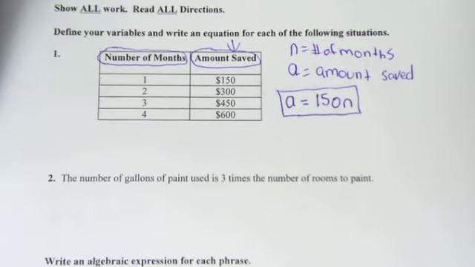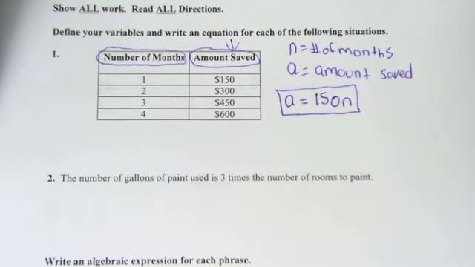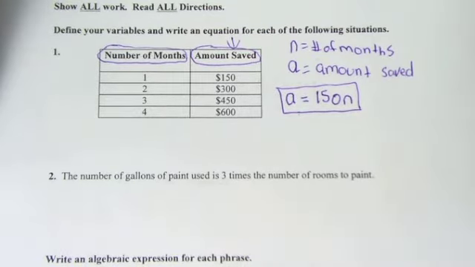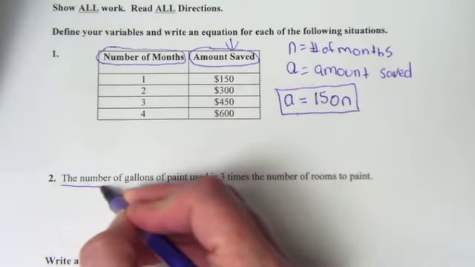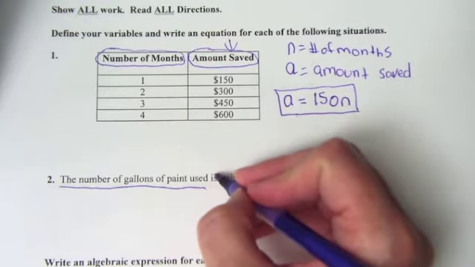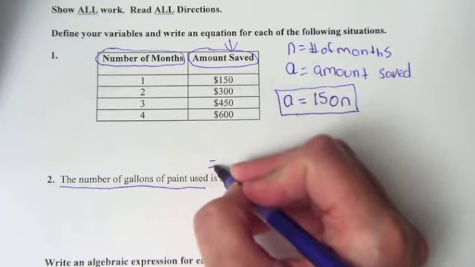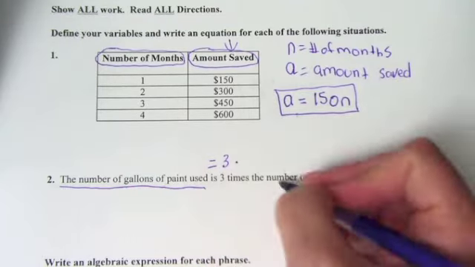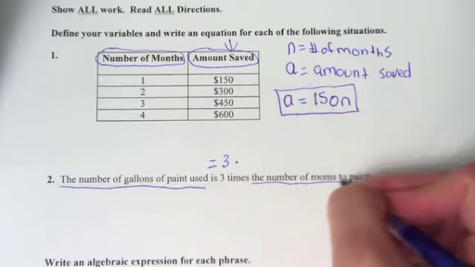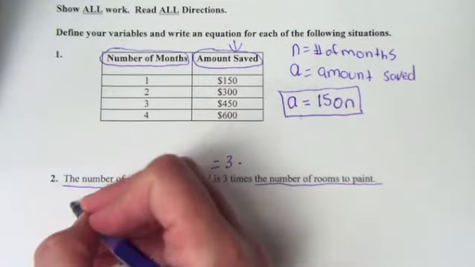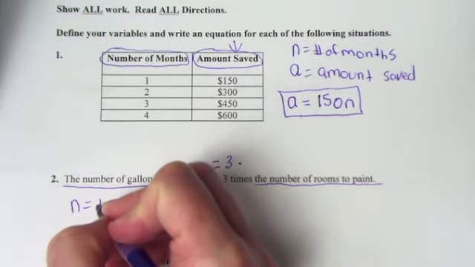All right, let's look at the next one: the number of gallons of paint used is 3 times the number of rooms to paint. When it's written in words like this, it's kind of almost done for you, okay? We need variables for a couple of things. The first thing we need a variable for is the number of gallons of paint used, okay? When you see the word is, that typically means equals, okay? And then 3 times, so we have 3 times the number of rooms to paint, so we need a variable for that as well. So those are the two things we need a variable for. We'll just use N for the number of gallons used.